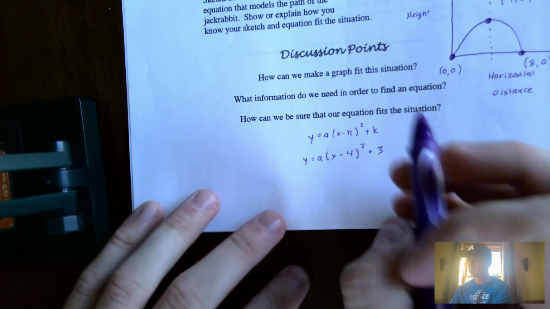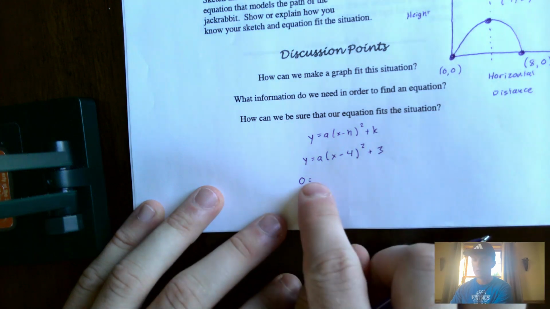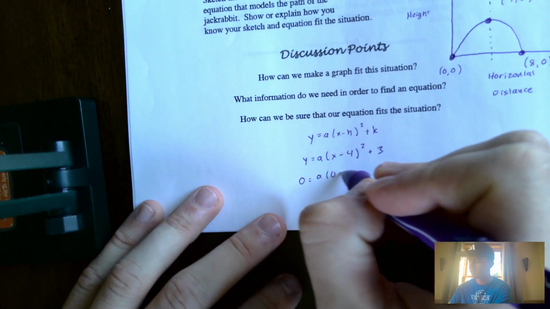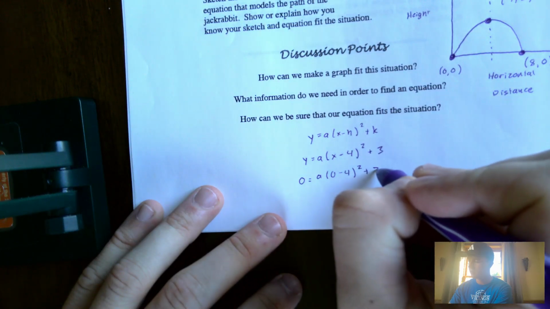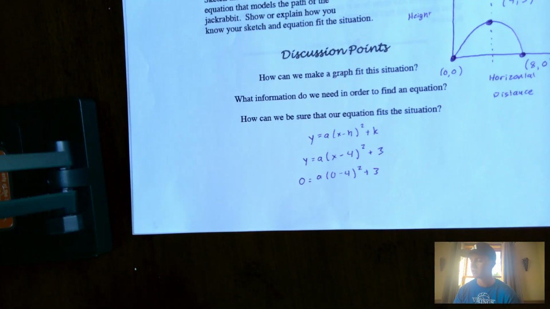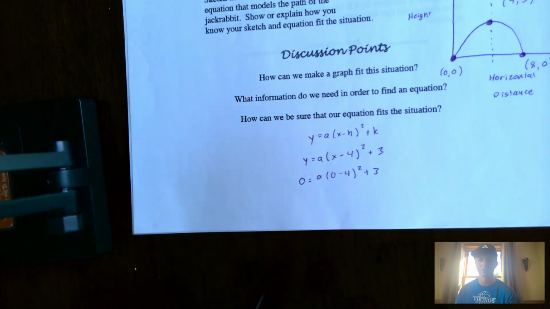What I always tell students, use 0, 0, because again, that's a little bit easier in your heads when you start to use them. So therefore, y is going to be 0, and then parentheses a, and then 0 minus 4, quantity squared, plus 3. All right, so now we got that. What we're going to do now is we're just going to simplify those terms. So therefore, 0 minus 4 gives me negative 4. Negative 4 squared gives me 16.